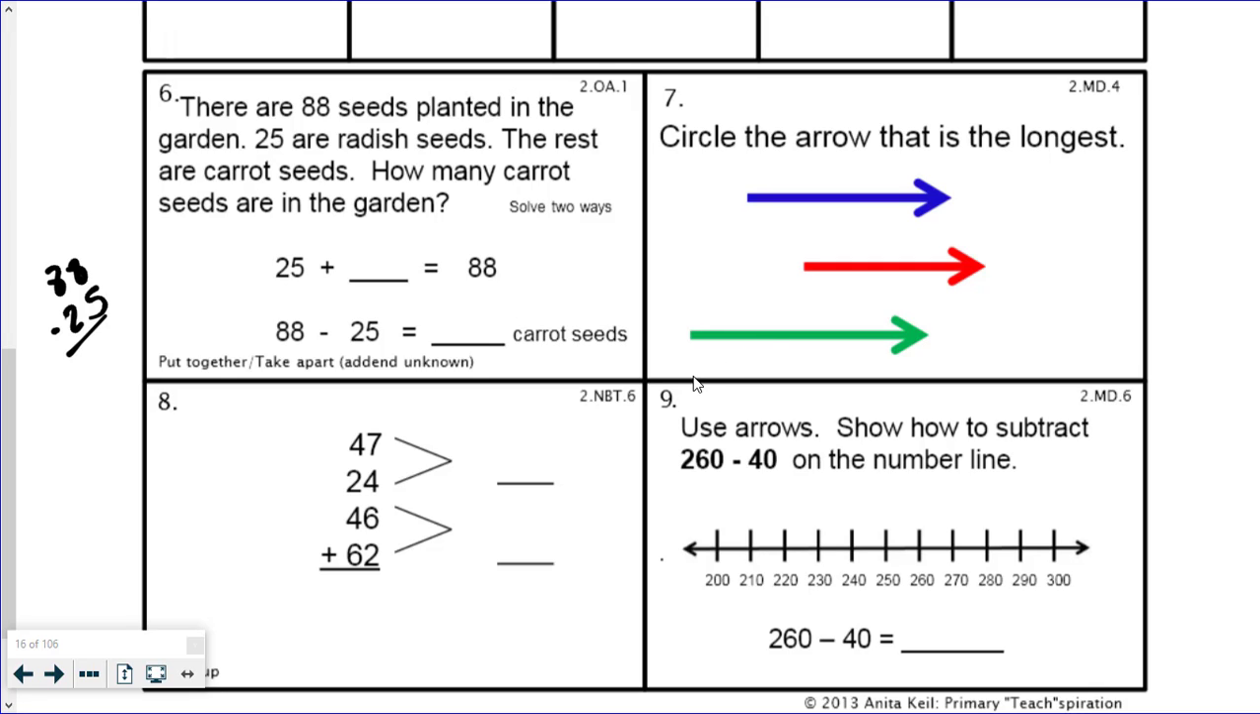Number 7, circle the arrow that is the longest. Now, looks may be deceiving. You might want to use a ruler for this one to double check your answer. Okay? Pause your video, do number 7.